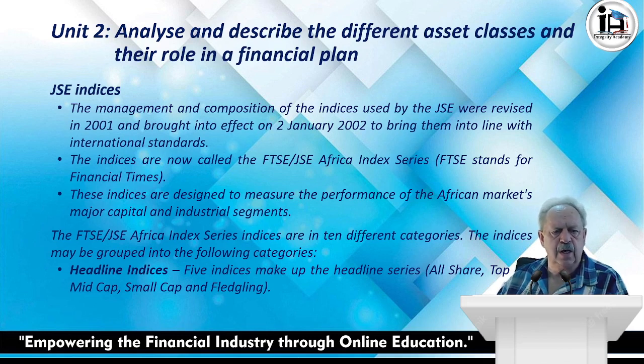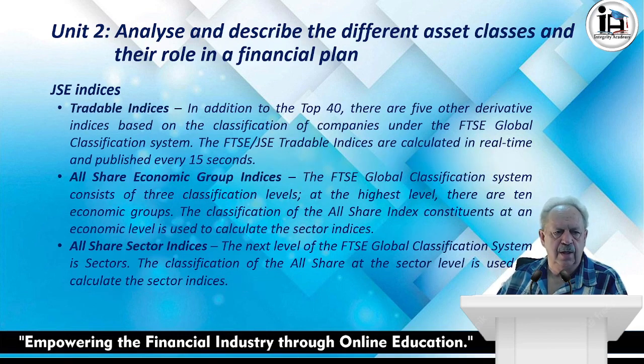The FTSE/JSE Africa Index Series indices are in 10 different categories. These indices may be grouped into the following categories. Headline indices: 5 indices make up the headline series: all share, the top 40, the mid cap, the small cap, and the fledglings. Then your tradable indices. In addition to the top 40, there are 5 other derivative indices based on classification of companies under the FTSE Global Classification System. The FTSE/JSE tradable indices are calculated in real time and published every 15 seconds.